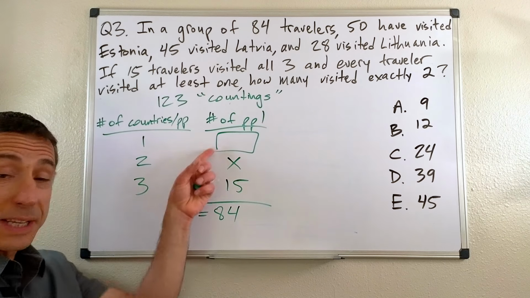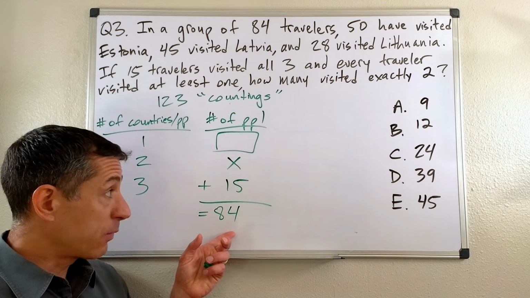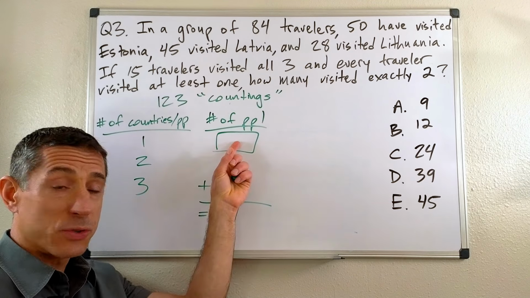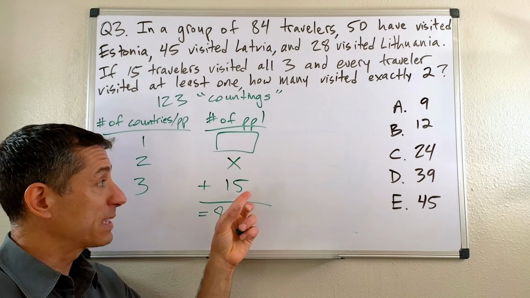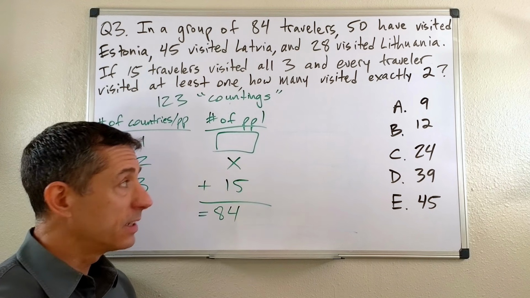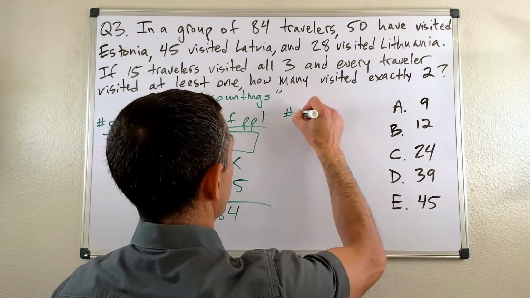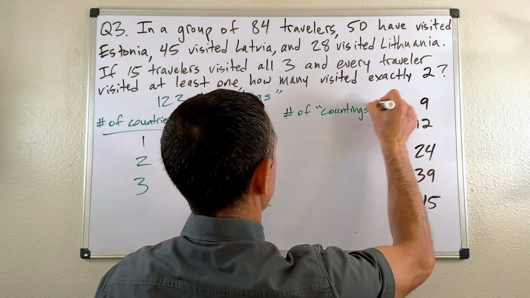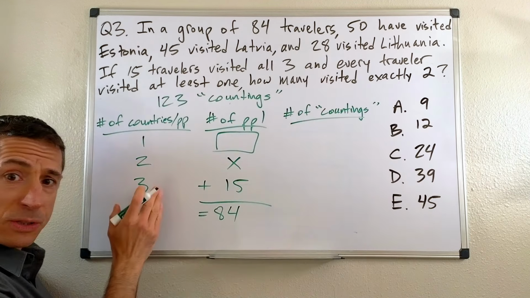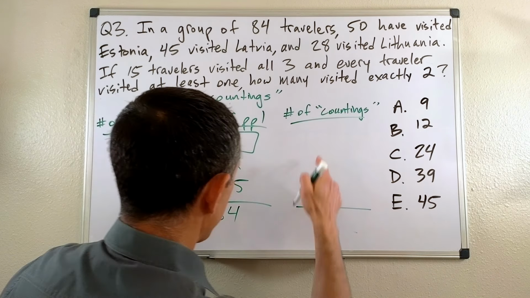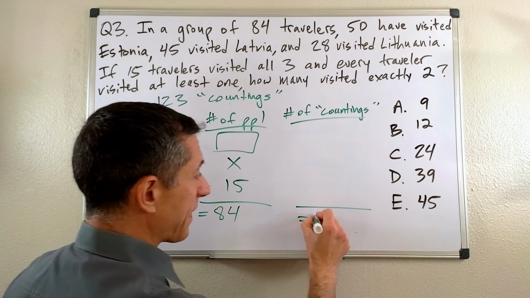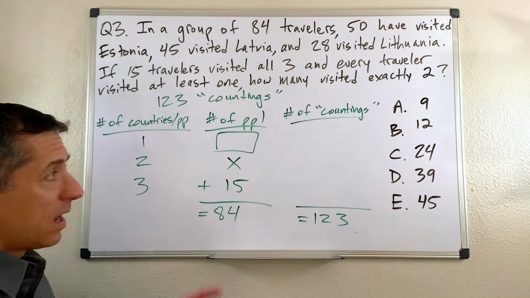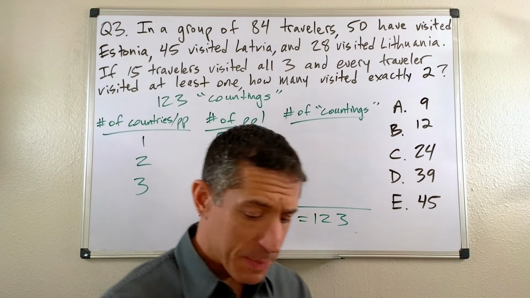And we also know that these 3 numbers have to add up to 84. We've got 84 people total, so the number of people who visited 1 country, plus the people who visited exactly 2, plus the people who visited all 3, got to add up to 84. And then we have the number of total countings that each of these groups of people accounts for. I'm going to circle back to that in just a moment, but we know that that has to add up to 123.